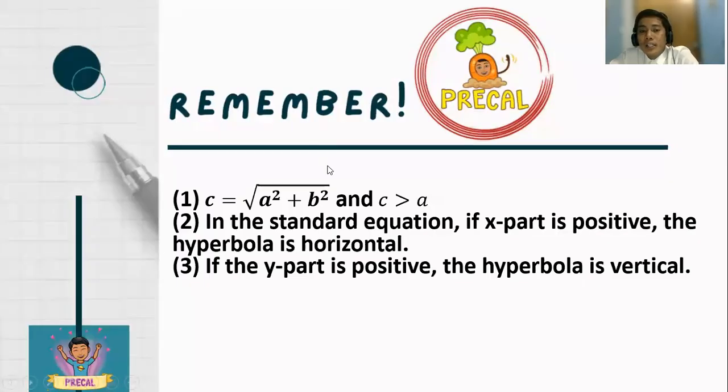Always remember that c is the longest distance, and to get it, you need to get the square root of a squared plus b squared. And c is greater than a, as well as c is greater than b. Number 2, in a standard equation, if the x part is positive, do not forget that the hyperbola is horizontal. And if the y part is positive, the hyperbola is vertical.